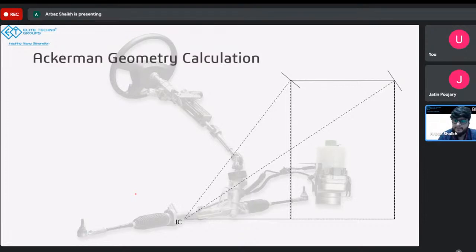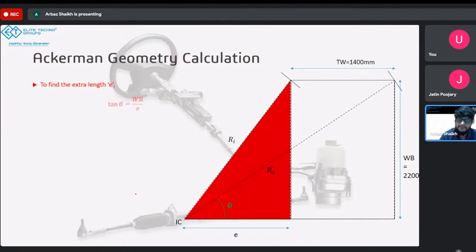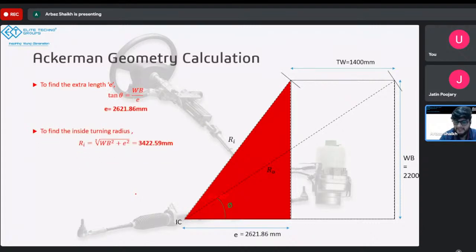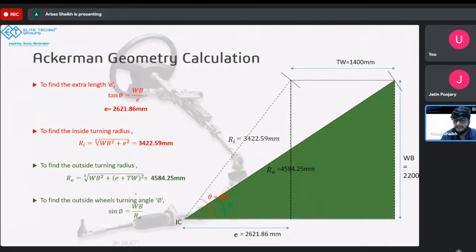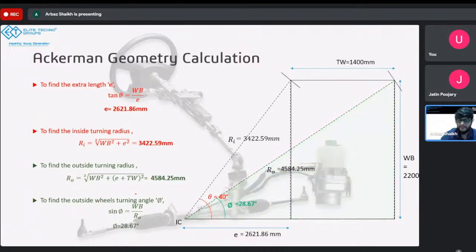Okay, next thing we did, we went to Ackerman Geometry calculation, where we knew the track width and the wheelbase and this extra length E. With some trigonometry, we calculated these values. With the red triangle, we calculated E using tan. And similarly, we calculated the inside turning radius using Pythagoras theorem. Next, we went to this green triangle where we calculated the RO with Pythagoras theorem. And once we have all three sides known, we can easily calculate the green angle, which is angle phi. So with this, we had calculated all the things in the Ackerman geometry calculation in our first session.